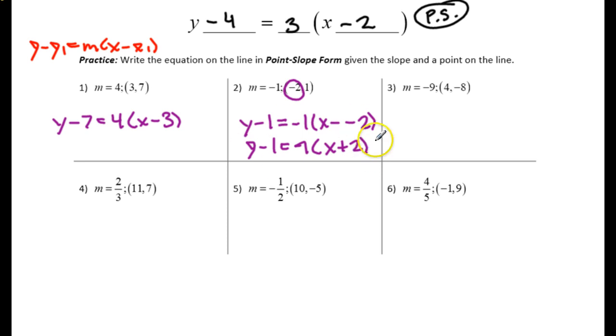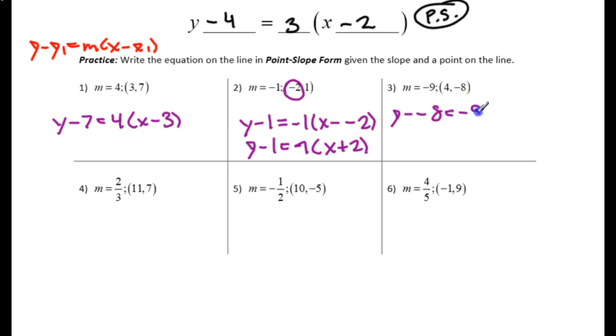Because that's going to make it easier when we take it a step further on the next page. Alright? Next one here. M equals, the slope is negative 9. It goes to the point 4, negative 8. Okay? So here, always y minus. Well, it's y minus what? That's a negative. So after the minus, you got to put your negative 8.